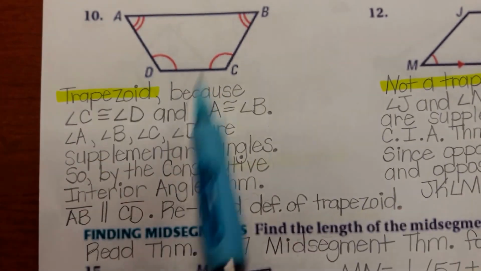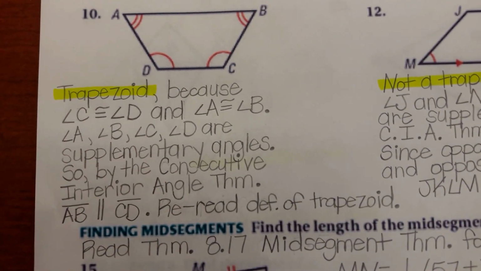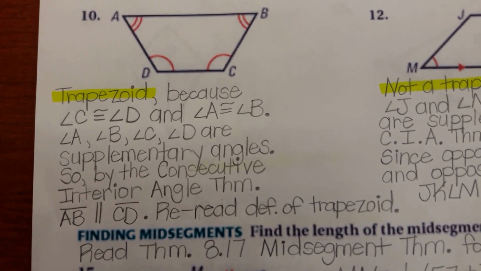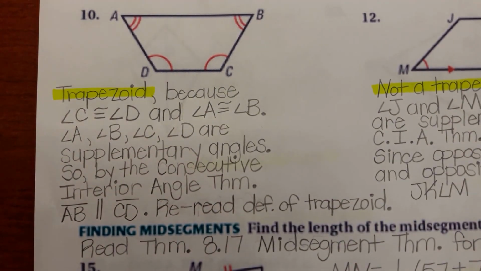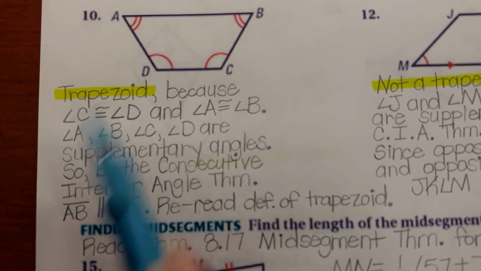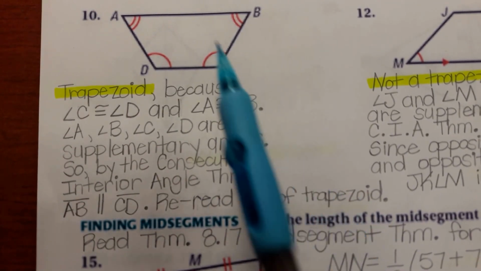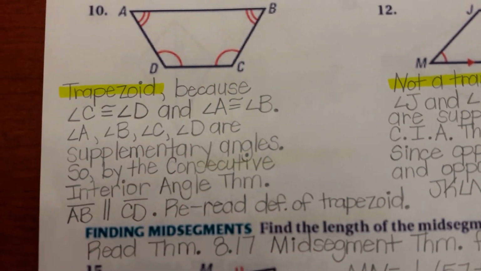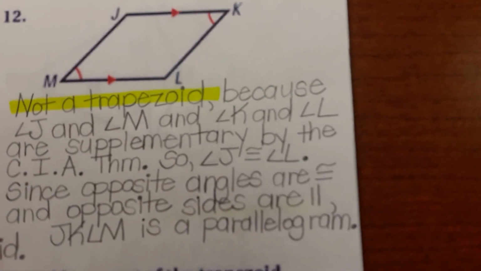So either way I look at it, they're cut by a transversal. But I can only have a transversal if the lines are parallel. So now I have exactly one pair of parallel sides. So since I have exactly one pair of parallel sides, that means it is a trapezoid. So go back and reread that definition again so you can understand this answer. Number 12, on the other hand, is very tricky.